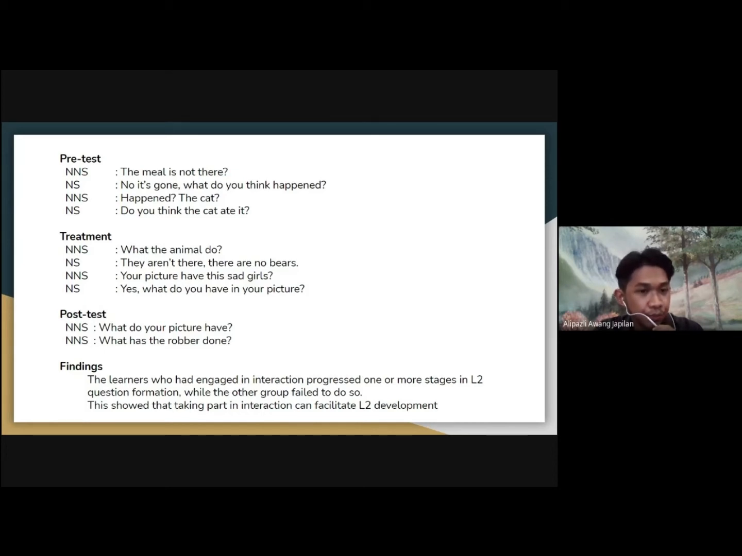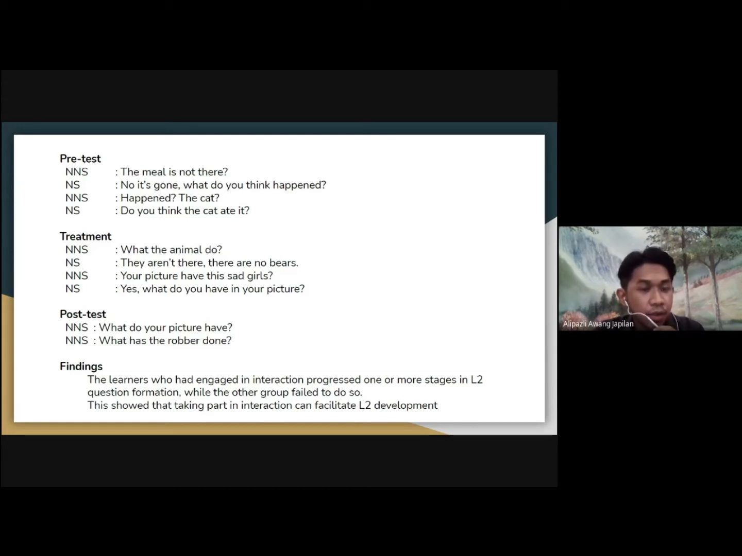And then the native speaker answered, "There are no bears." And then the non-native speaker asked, "Your picture have these sad girls?" And then the native speaker answered, "Yes. What do you have in your picture?" Okay. In the post-test, the non-native speaker began to use the WH question. For example, what do your picture have? Or what have the robber done? Okay.